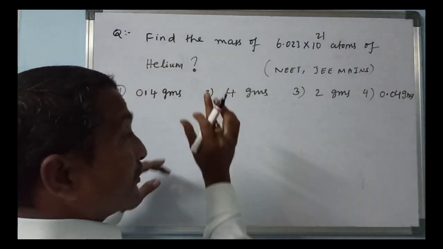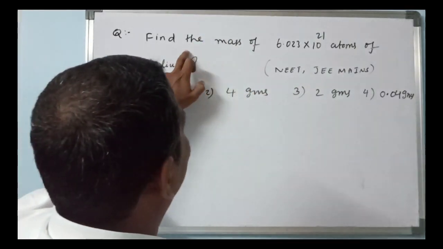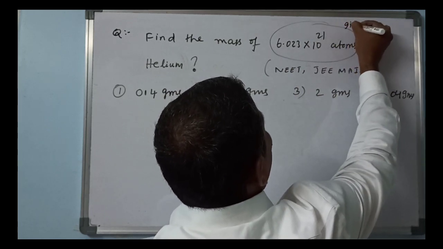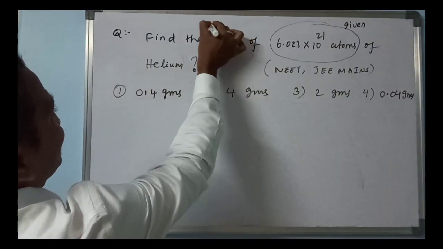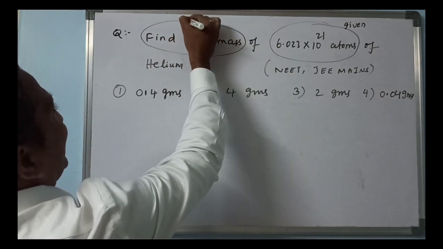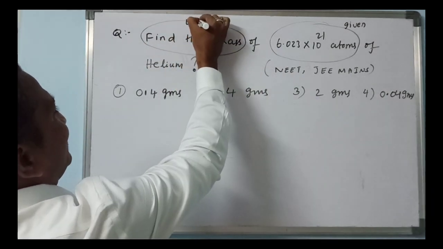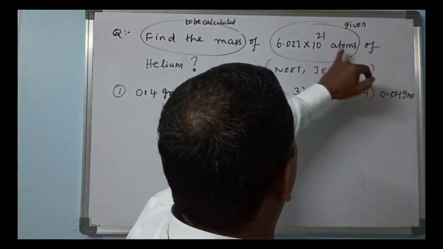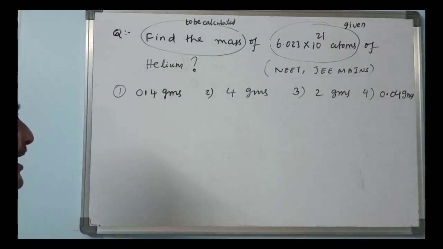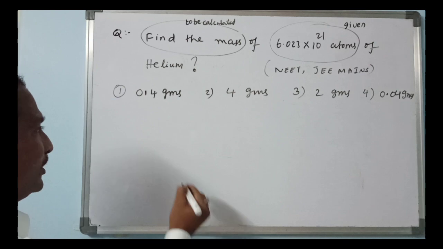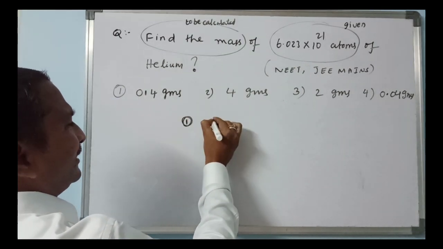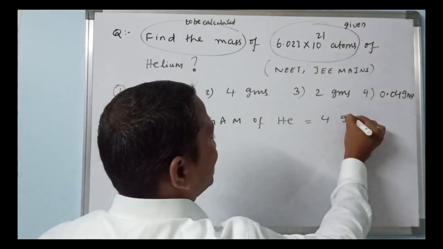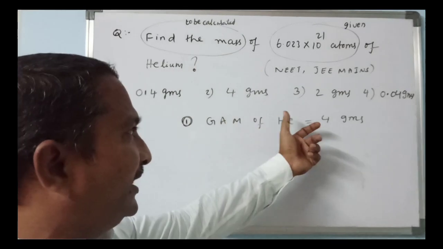Okay. See how I am calculating. Here, first you read the problem carefully. Find the mass of atoms. Atoms are given. Find the mass. This is unknown, to be calculated. Clear, all of you? Number of atoms given, mass to be calculated. Now you write the relation between mass and number of atoms. What we know? First point, gram atomic mass of helium. We know 4 grams. This is nothing but the mass of Avogadro number of helium atoms.